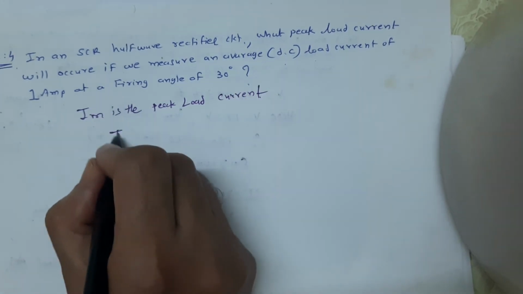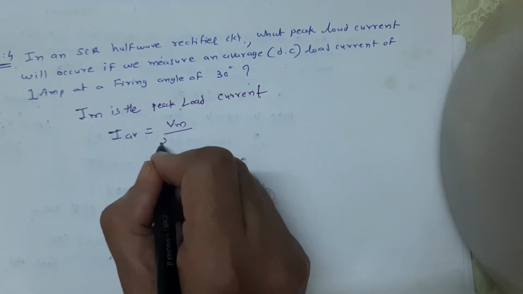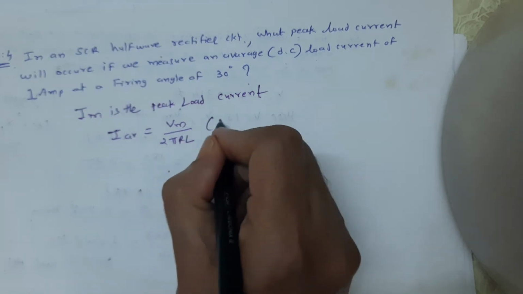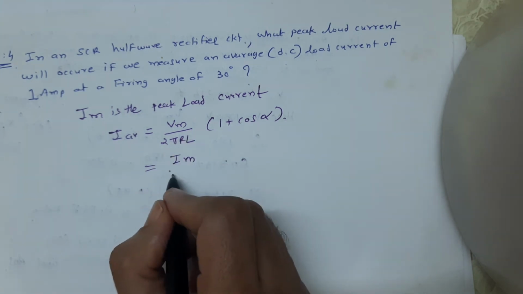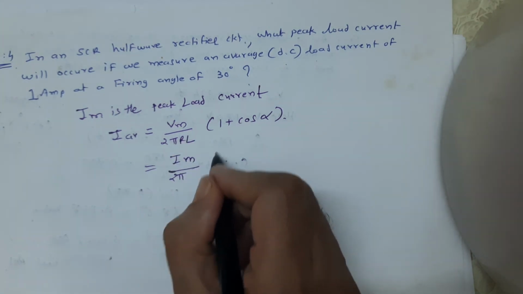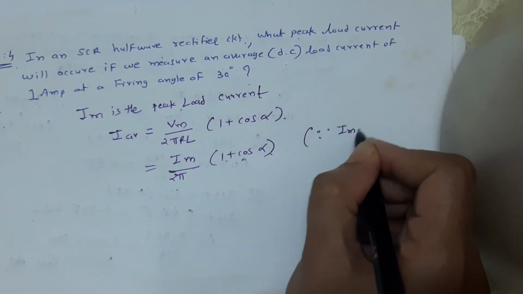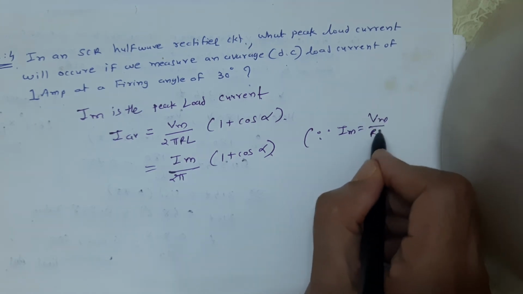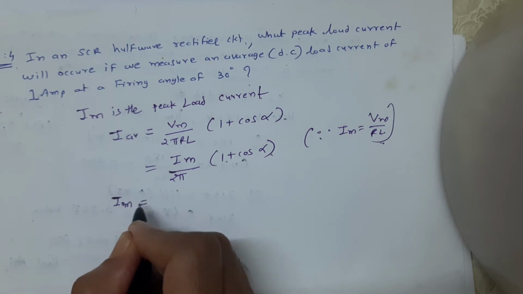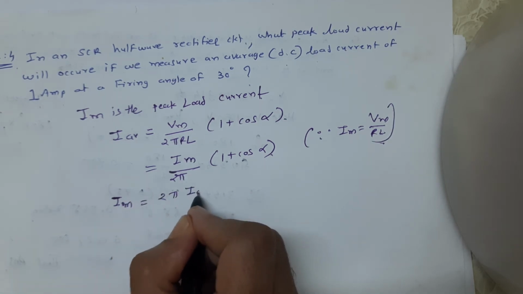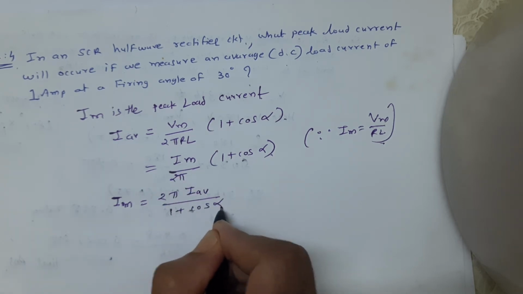Then I average is equal to Vm upon 2 pi RL into 1 plus cos alpha. This is equal to Im upon 2 pi into 1 plus cos alpha, and this is because Im is equal to Vm upon RL. We know that. Therefore, Im is equal to 2 pi I average divided by 1 plus cos alpha.